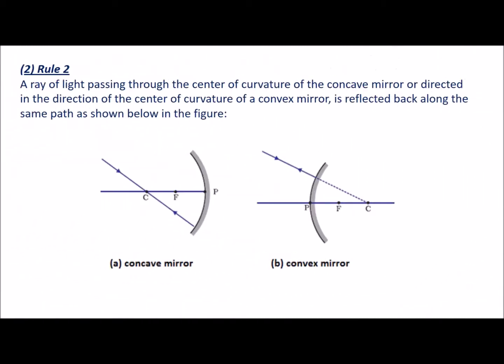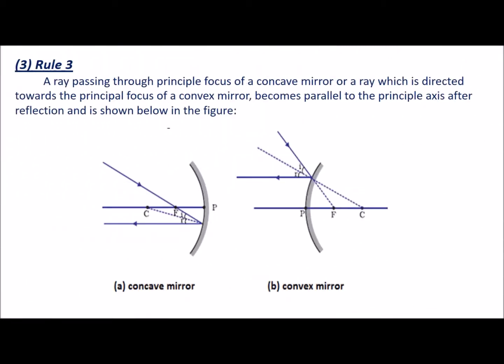Rule 2. A ray of light passing through the center of curvature of the concave mirror, or directed in the direction of the center of curvature of a convex mirror, is reflected back along the same path as shown in the figure. Rule 3. A ray passing through the principal focus of a concave mirror, or a ray which is directed towards the principal focus of a convex mirror, becomes parallel to the principal axis after reflection, as shown in the figure.